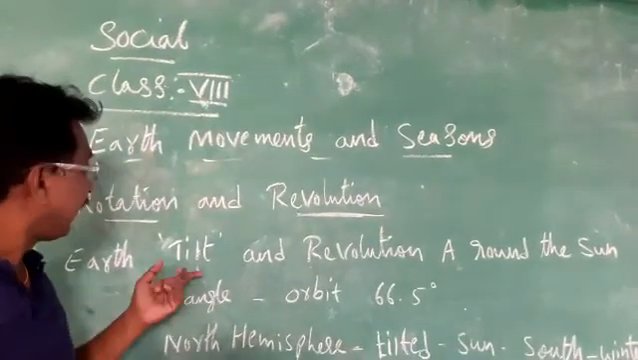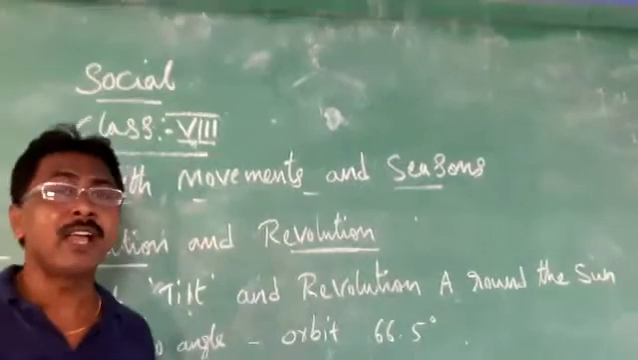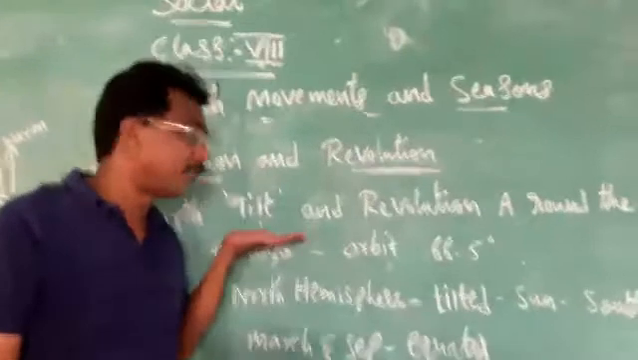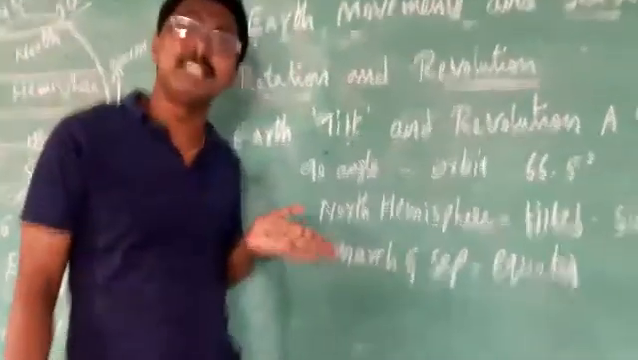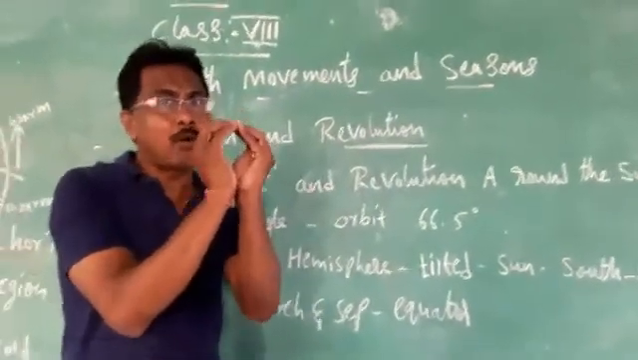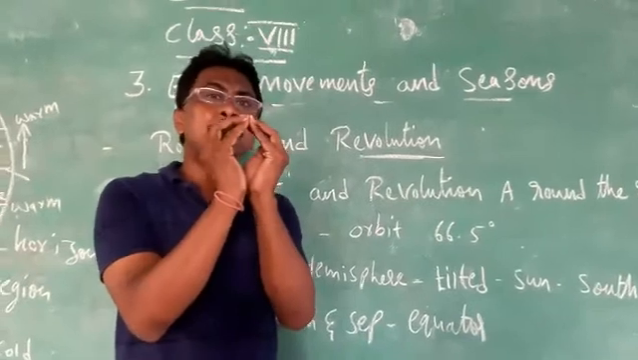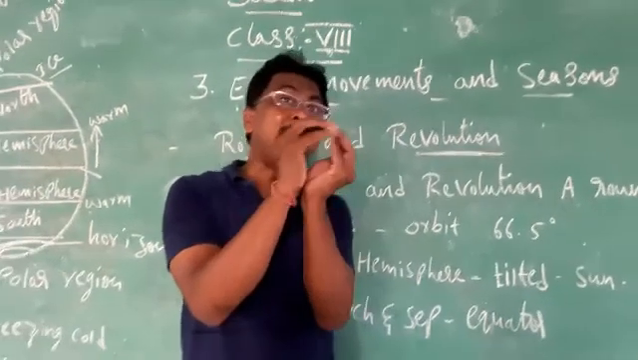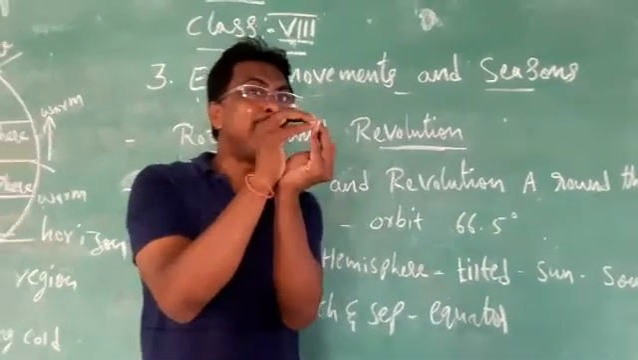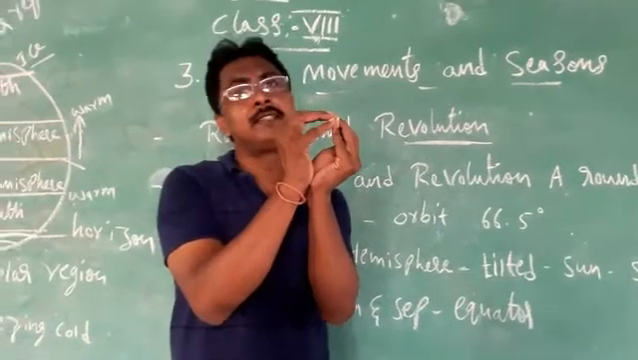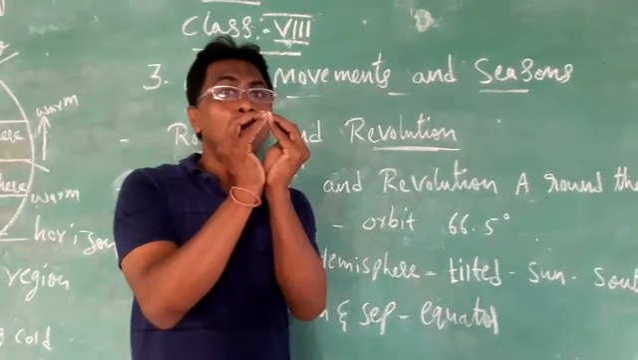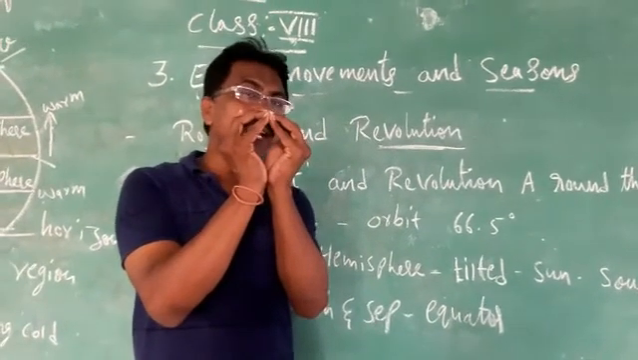And the next one, the earth tilt and the revolution around the sun. What is the meaning of the earth tilt? You see, a ball is a ball. Now what is happening in this ball? Tilted means bent. Listen once again, tilted means it is bending. How many degrees? 65 degrees. This is 90 degrees, but the globe, the earth, the planet is bending.